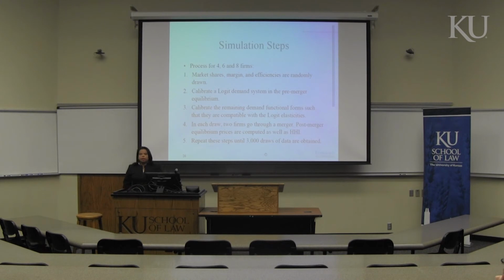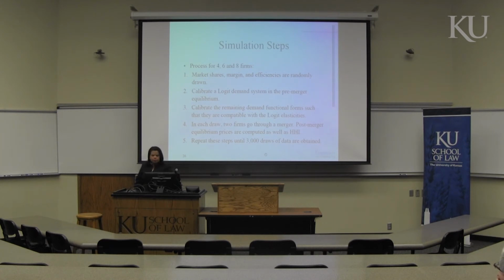So the simulation steps. Basically, this is the same process for 4, 6, and 8 firms. The market shares, the margins, and efficiencies are randomly drawn. We calibrate a logit demand system in the pre-merger equilibrium. We calibrate the remaining demand systems such that they're comparable with the logit elasticities. In each draw, 2 of those firms are going to be allowed to merge. The post-merger equilibrium prices are computed, as well as the Herfindahl-Hirschman index.